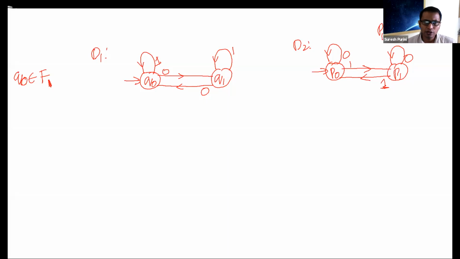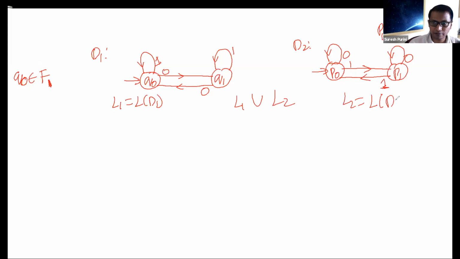So let's say you want to construct a DFA which recognizes the language L1 union L2. What is L1? L1 is the language defined by the DFA D1, and L2 is the language defined by the DFA D2. So how do we go about doing it? We can construct what is called a product automaton. In order to recognize L1 union L2, we construct the product automaton D1 cross D2.